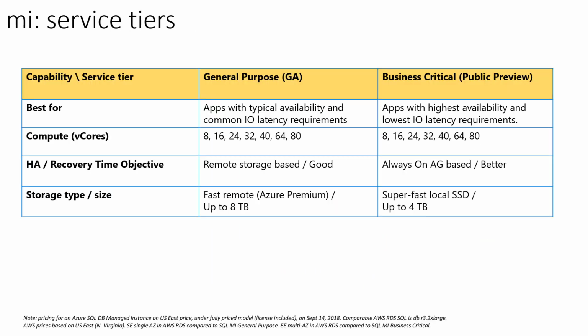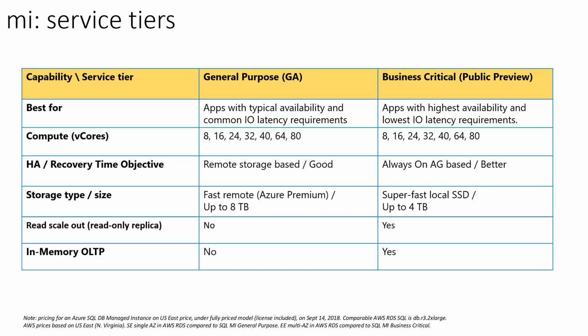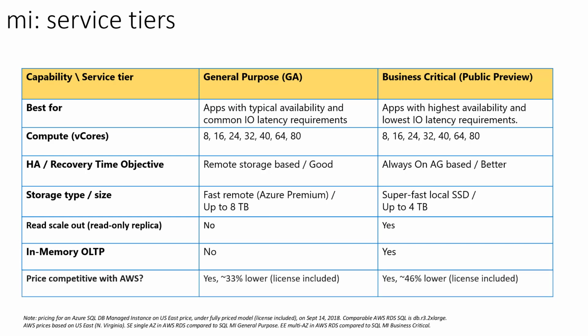Managed Instance has two different service tiers, general purpose and business critical. This slide is a little out of date, actually. Business critical is released, by the way. So general purpose is cheaper, business critical is a little more expensive. General purpose has Azure Premium Storage. Business critical has super fast local SSDs. We'll look at that in just a second. General purpose doesn't allow in-memory OLTP, while business critical does.